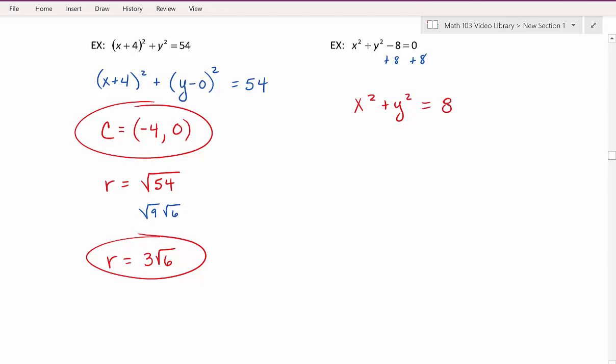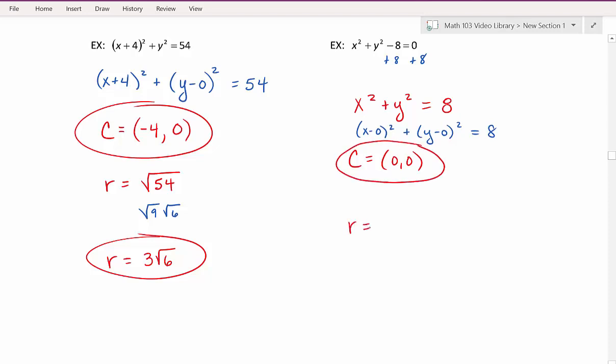Now that we're in standard form, we can identify the center and the radius. Like the previous example, since there is not parentheses around the x with a number being raised to the second power, we know that the coordinates for both the x and y of the center are 0. If you really wanted to, you could write that intermediate step, (x minus 0) squared plus (y minus 0) squared equals 8. But we get the center to be the origin.